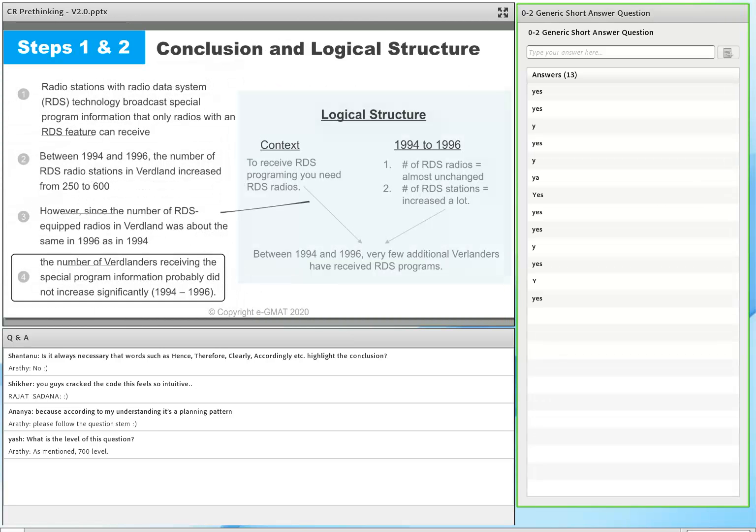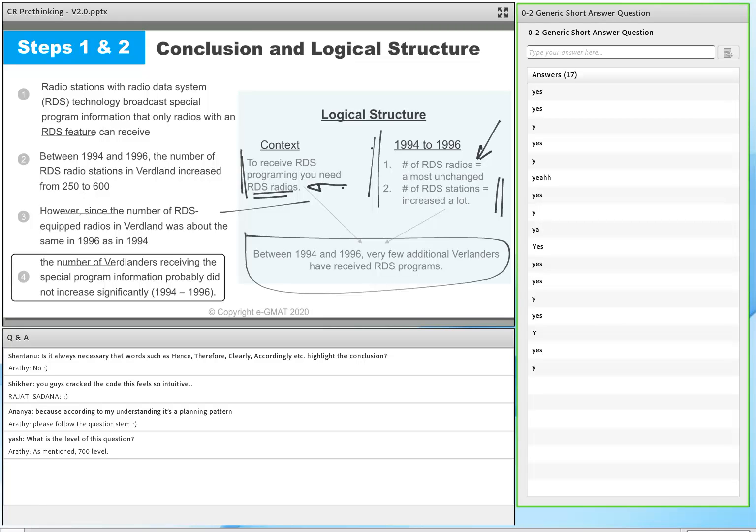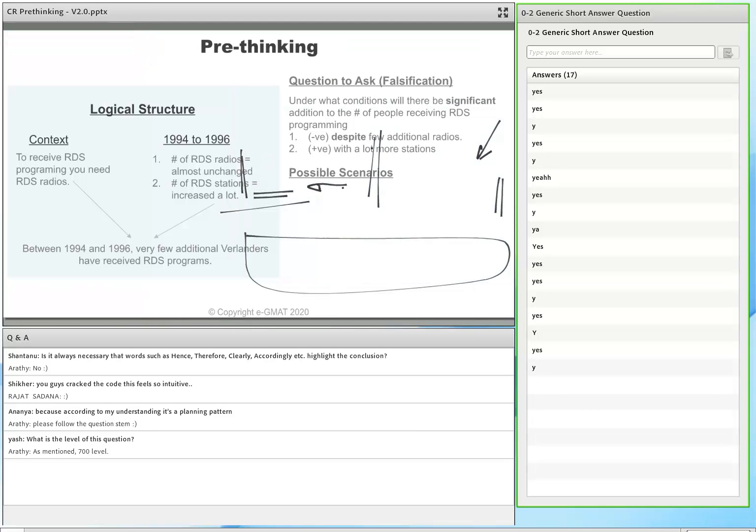All right. So this is what's going on. Context says to receive RDS programming, you need RDS radios, and you also need one part that is missing, which is the RDS transmitting stations. Between 94 and 96, the number of radios remained the same. Again, as I said, if you have 10,000 in 94, you have 10,000 in 96. The number of stations more than doubled. Okay. And my conclusion is very few additional Verlanders received RDS programs. If we had 1 million people in 94, now we have 1 million in 96.